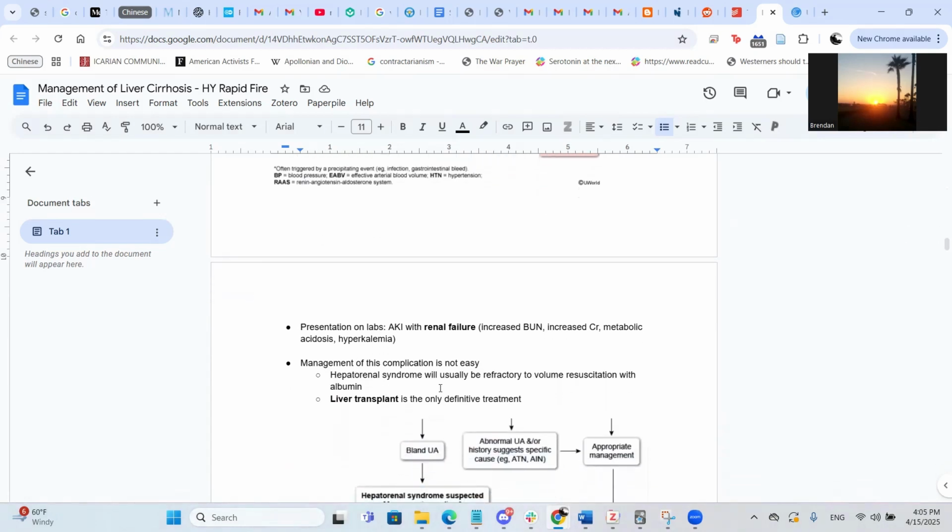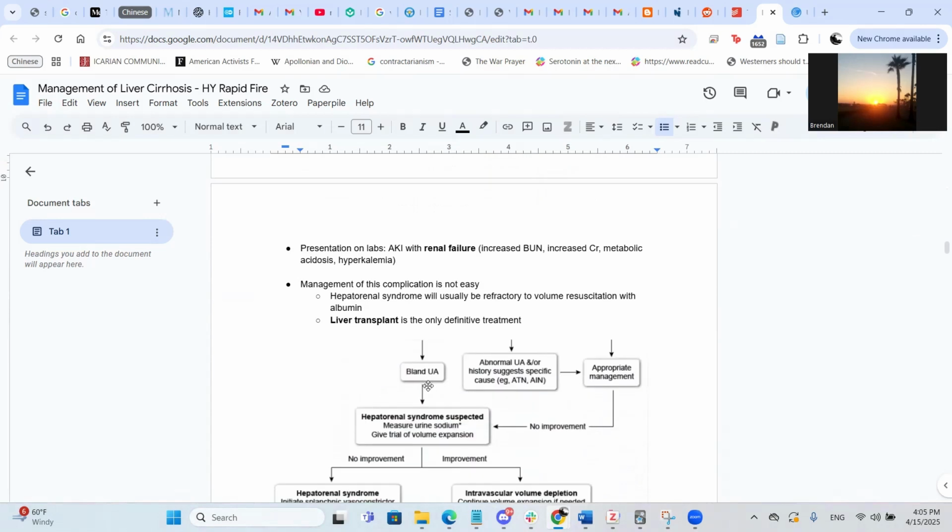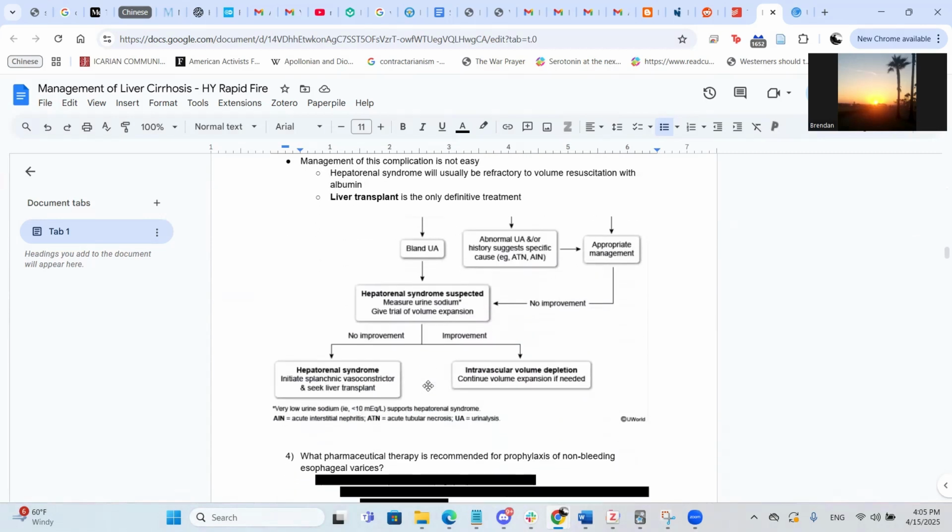So management of this cirrhosis complication is not easy, doesn't have a great prognosis. Hepatorenal syndrome, especially if you don't catch it early enough, it's usually going to be refractory to volume resuscitation and albumin. So liver transplant is unfortunately the only definitive treatment.